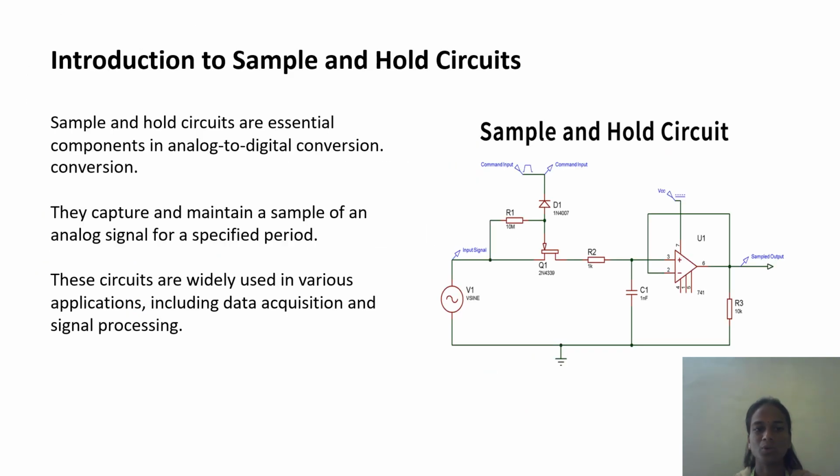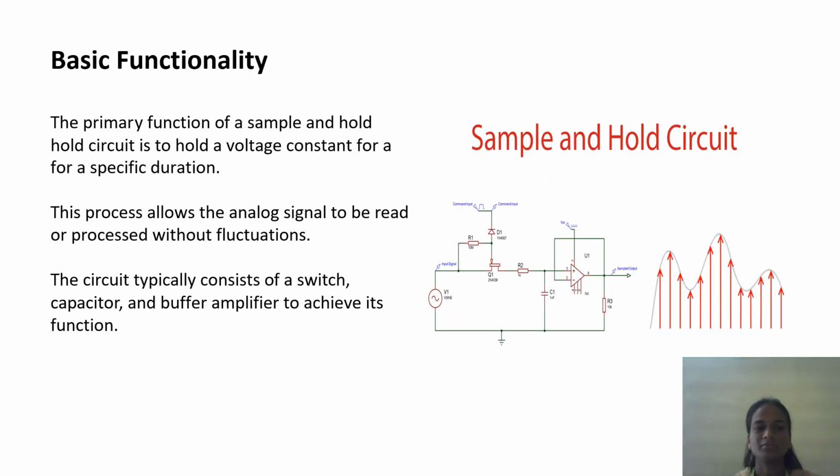Introduction to sample and hold circuit. Sample and hold circuits are essential components in analog to digital conversion. They capture and maintain a sample of an analog signal for a specified period. These circuits are widely used in various applications, including data acquisition and signal processing. This is the sample and hold circuit.